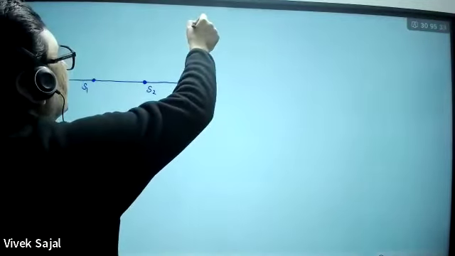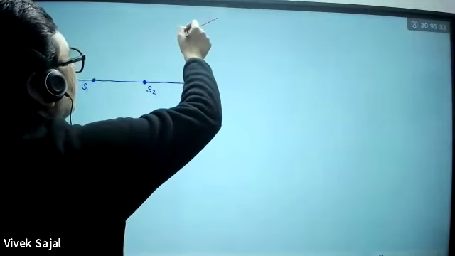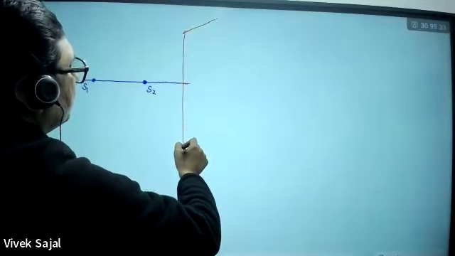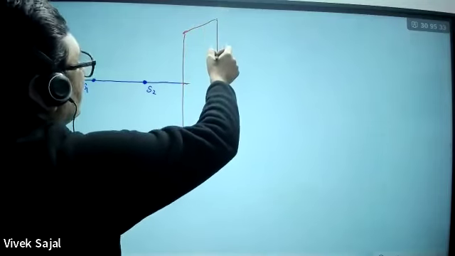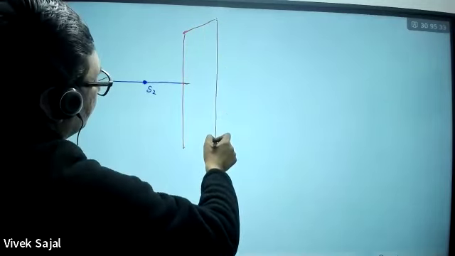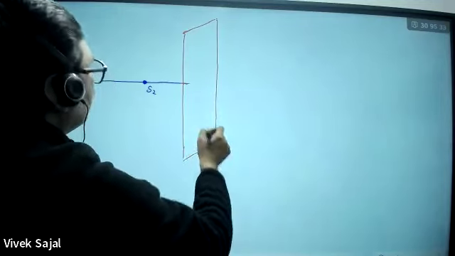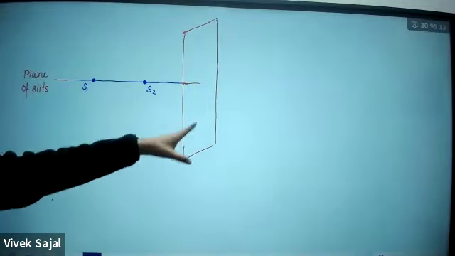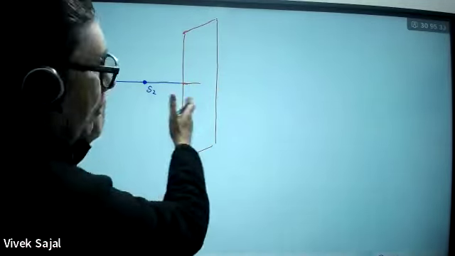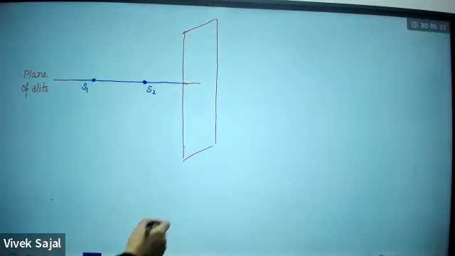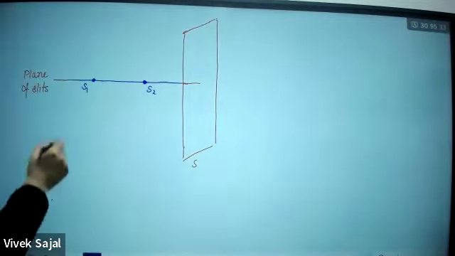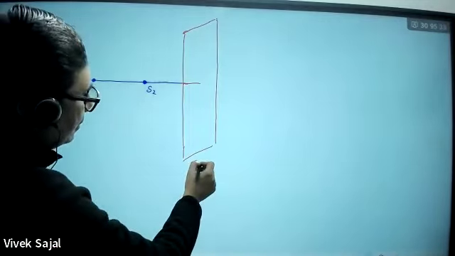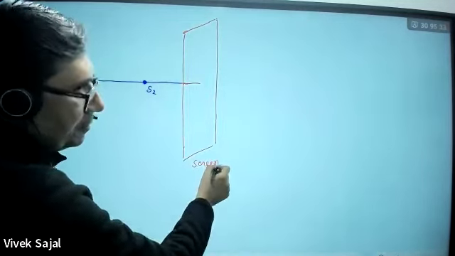Suppose your screen is something like this. Suppose we are having a screen like this. You are having this screen. Now, can you tell me what type of fringes you are going to get? This screen is perpendicular to this plane of slit. Screen and slit plane, they are perpendicular to each other. So this is screen. Yes, beta, it will be circles.